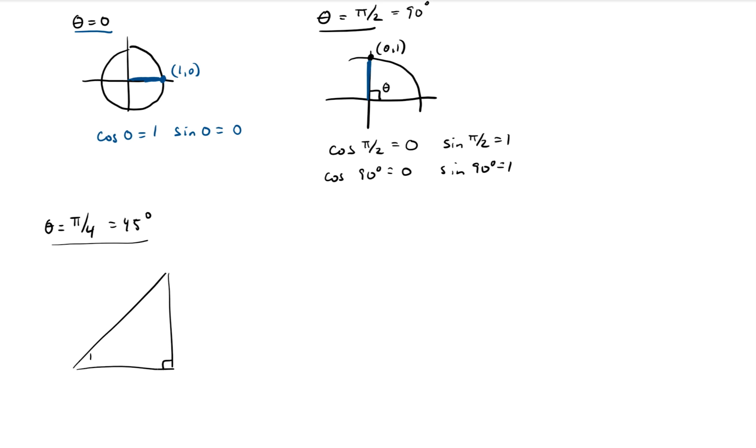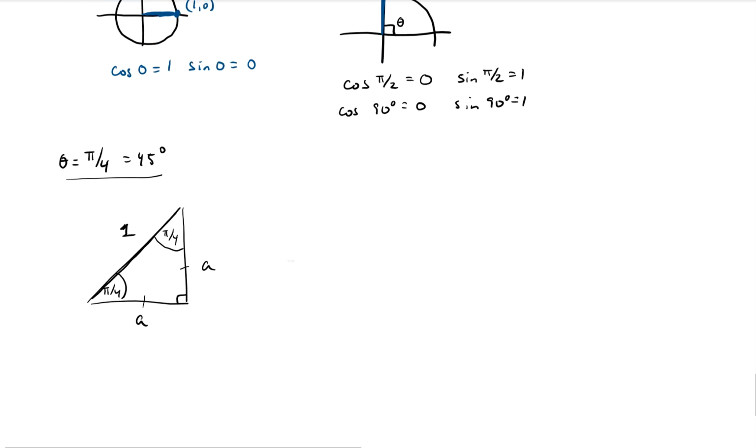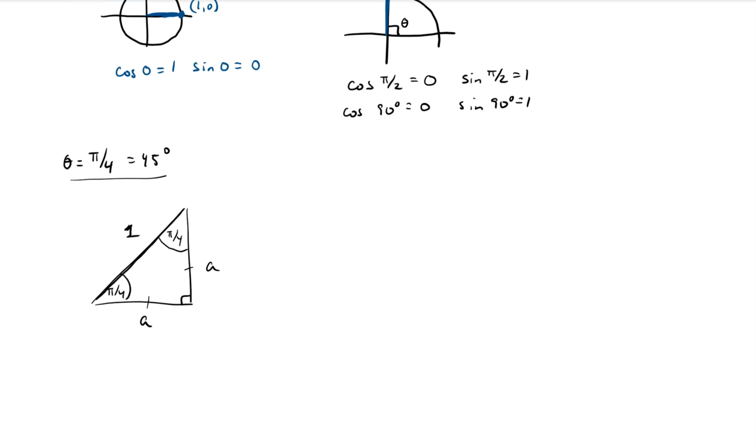This is the right angle. This is pi over 4. This one's also going to be pi over 4, right? 45, 45, because they need to add up to 90. So we've got an isosceles triangle, and those two sides are identical. Let's call them A and A. If this hypotenuse is 1, which is what would happen if that triangle were inscribed in the unit circle, so the hypotenuse is 1.